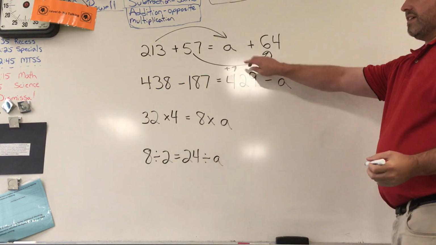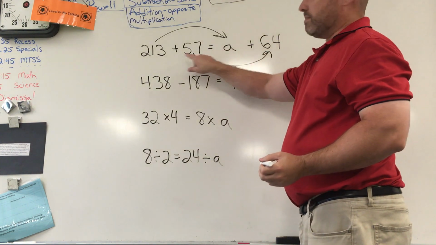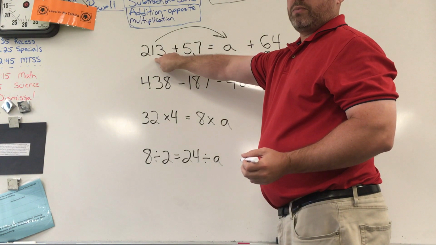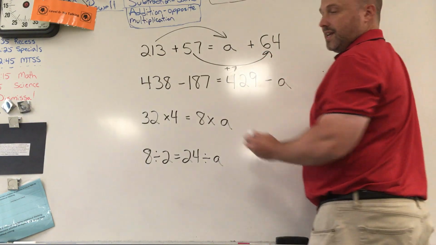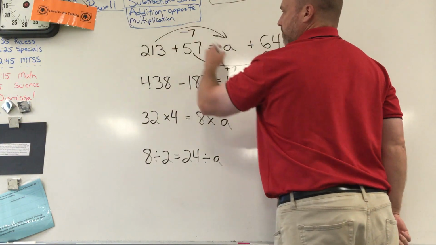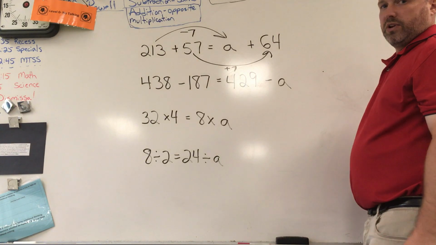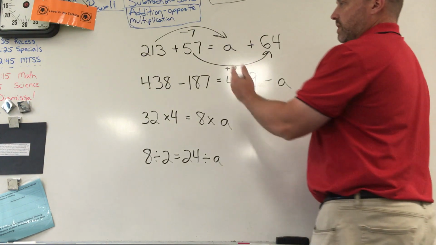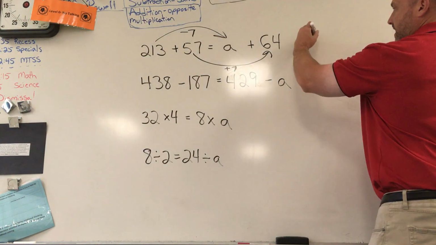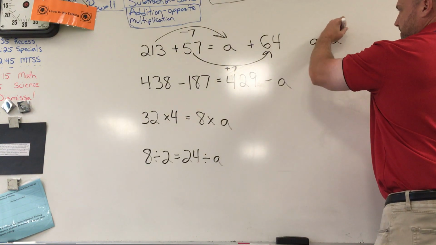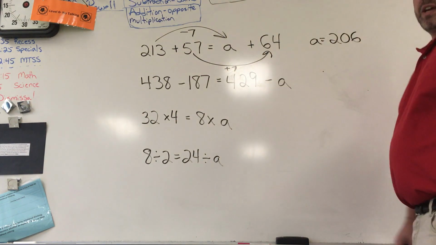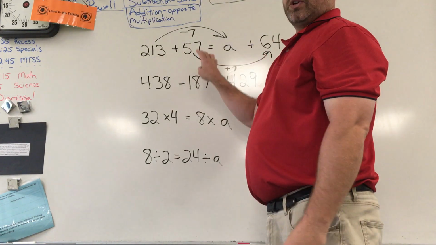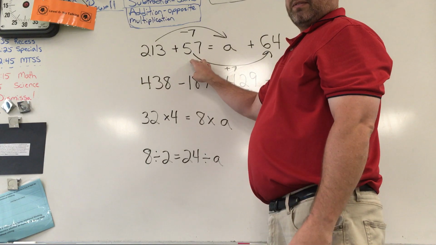So if I added 7 to the 57 in order to keep this expression the same, then I have to take 7 away from this one. So 213 minus 7 will give me what the missing number is for A. So 213 minus 7 is 206, and A will equal 206. If you check this, 206 plus 64 should be the same thing as 213 plus 57.